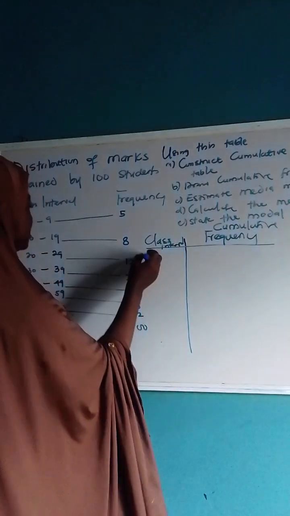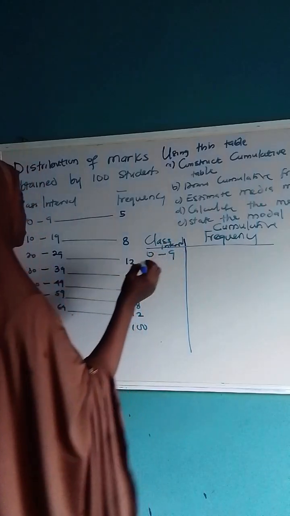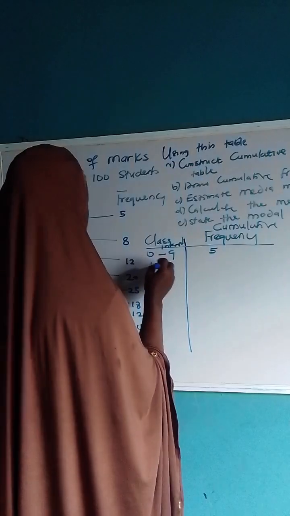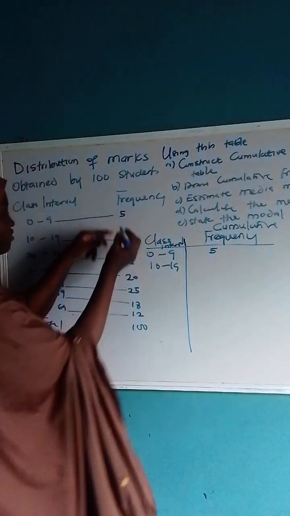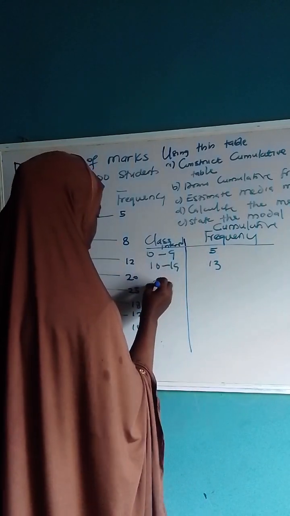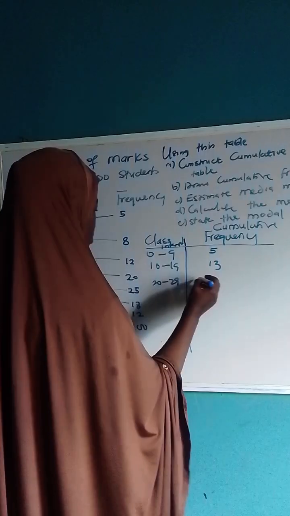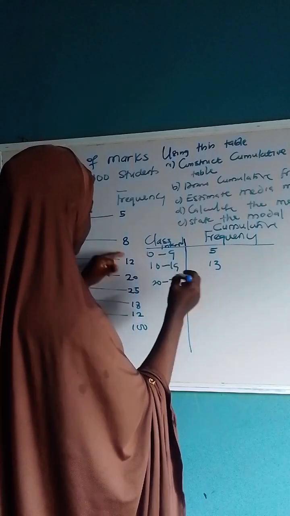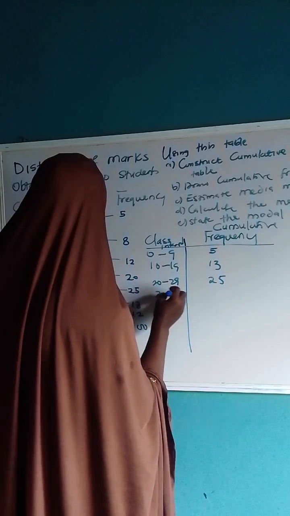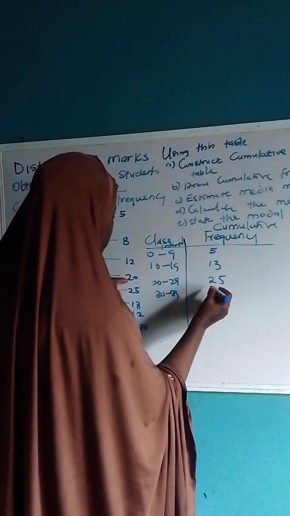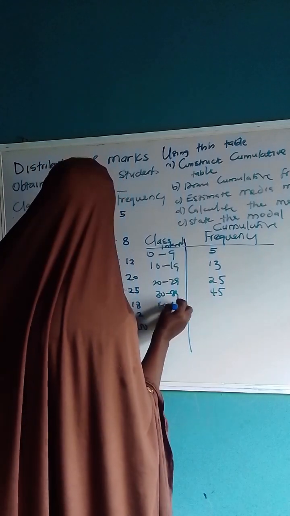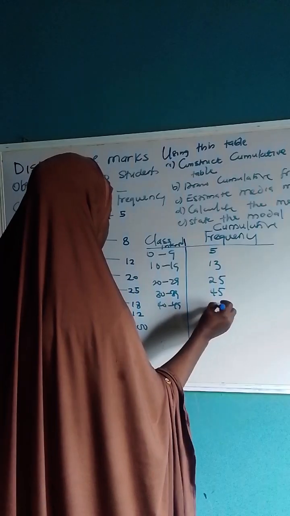Now the interval is 0 to 9. For 0 to 9, the cumulative frequency is going to be 5. But for 10 to 19, you add this 5 to 8, and it's going to give you 13. For 20 to 29, if you add this 13 to 12, it's going to give you 25. For 30 to 39, if you add the 25 to this 20, it's going to give you 45. For 40 to 49, it's going to give you 70.